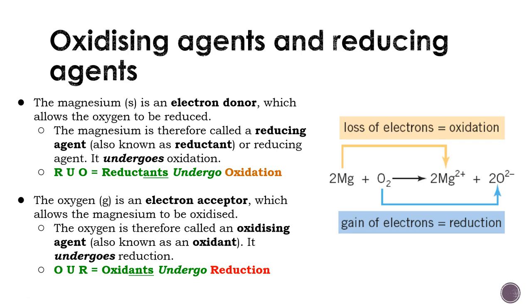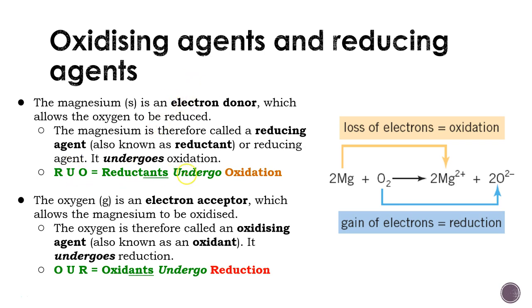So as we talked about before with magnesium and oxygen, the magnesium is the electron donor, much like an acid is a proton donor. The magnesium is the electron donor, so it allows or facilitates the oxygen to be reduced, so it is known as a reducing agent or a reductant. Okay, agents facilitate things to happen, and in this case, because magnesium is giving up its electrons, it is facilitating the reduction of the oxygen.